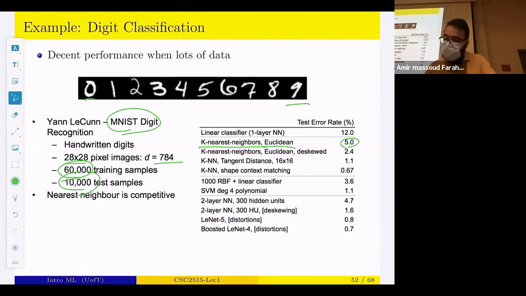But then there are other variants of k-nearest neighbors that get much better performance, 2% or even less than 1%. These are based on better distance measures. Instead of Euclidean, they define different ways of measuring distance. I'm not going to talk about that. Then we have, for example, support vector machines that we are going to talk about, and they get a performance of 1.1. We can have simple neural networks, and they get 4.7 percent test error. And then there are more advanced neural networks that get less than 1% and better performance. So you see that KNNs perform reasonably well, and if you use a better distance function, it performs even better.